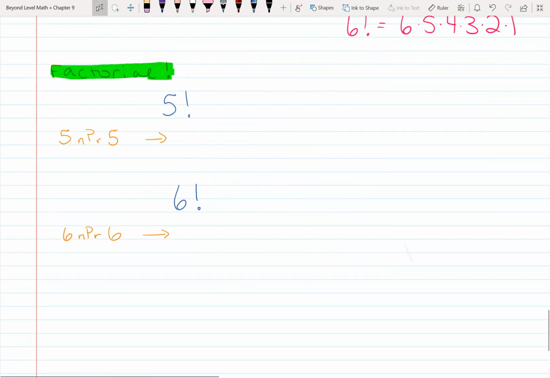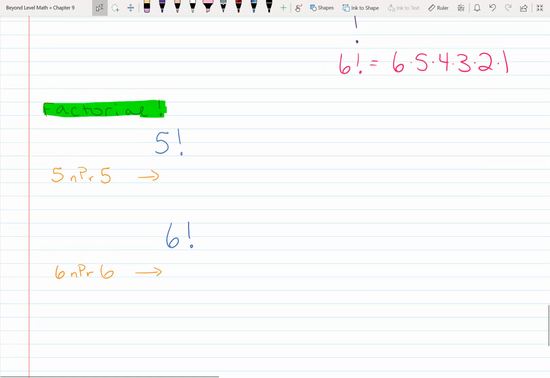Alrighty. This is just the factorial, so we actually already went over it. 5 nPr 5 is the same thing as 5 factorial. You don't need to use the factorial button, but if you choose to, that is perfectly fine. But 5 choose 5 is 120. And then we actually already did 6 choose 6, which was 720.